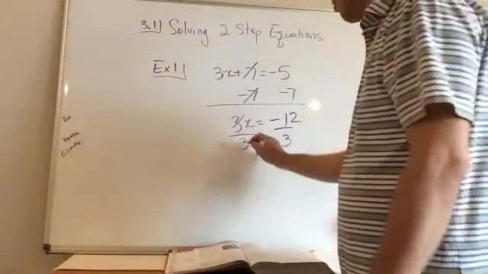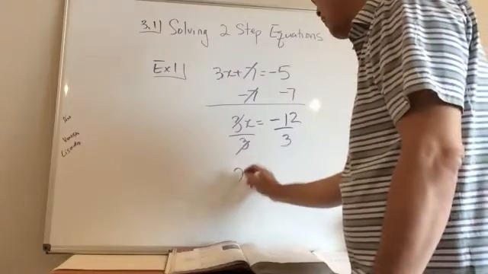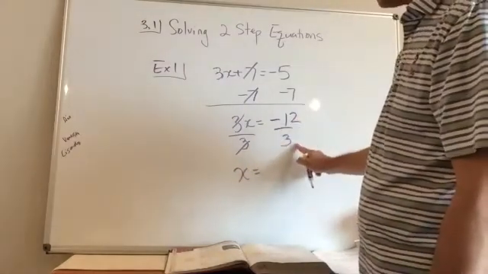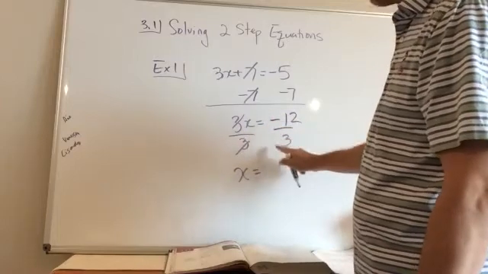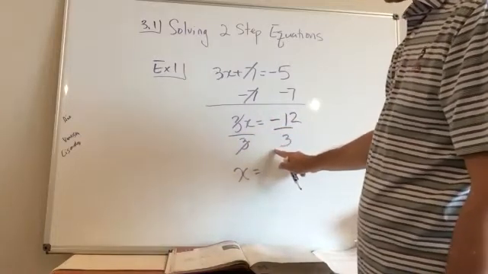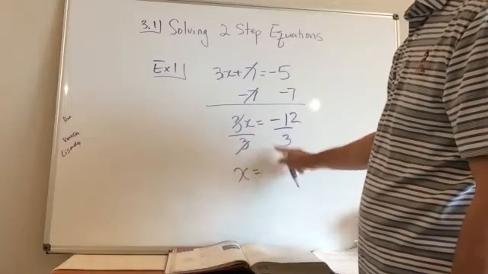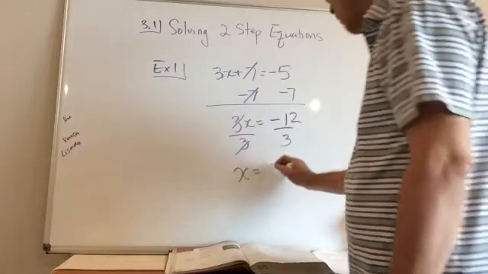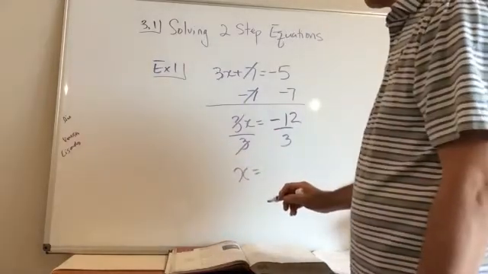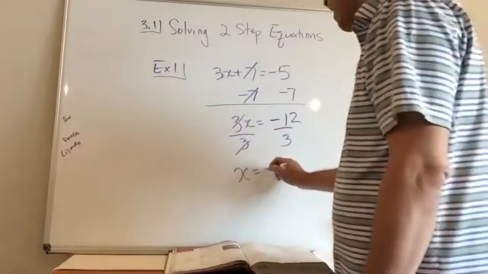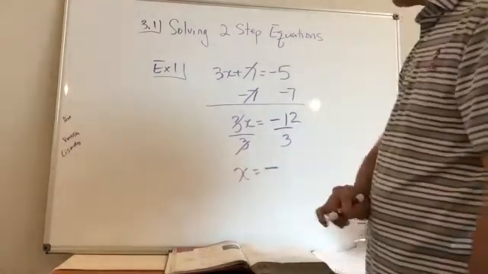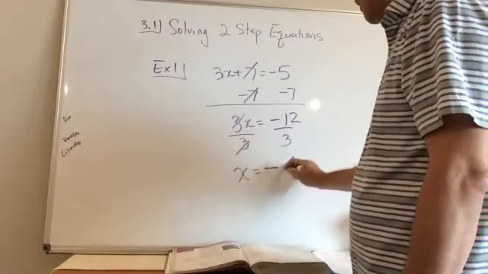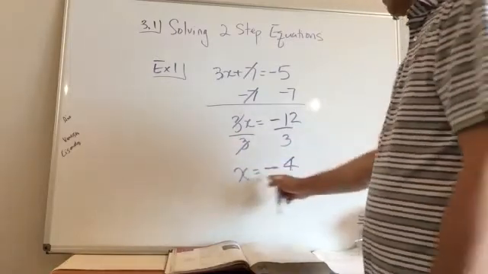So this 3 would go away. And then I have x is going to be equal to negative 12 divided by 3, right? So it's a negative number divided by a positive number. So AJ, is that a negative number or a positive number? Negative number. Yeah. 12 divided by 3 is what? 4. Exactly. So your answer is x equal to negative 4.